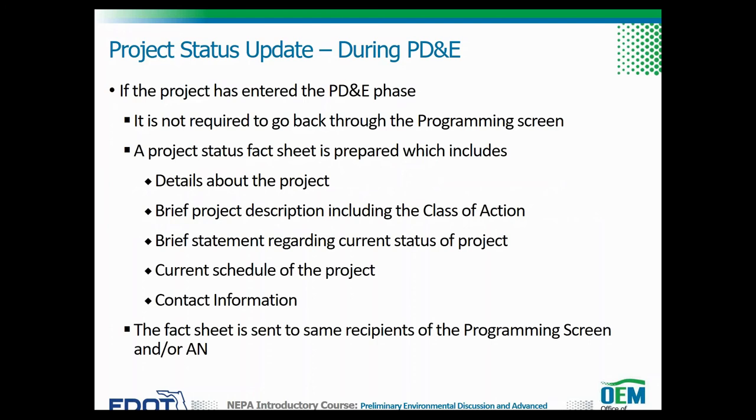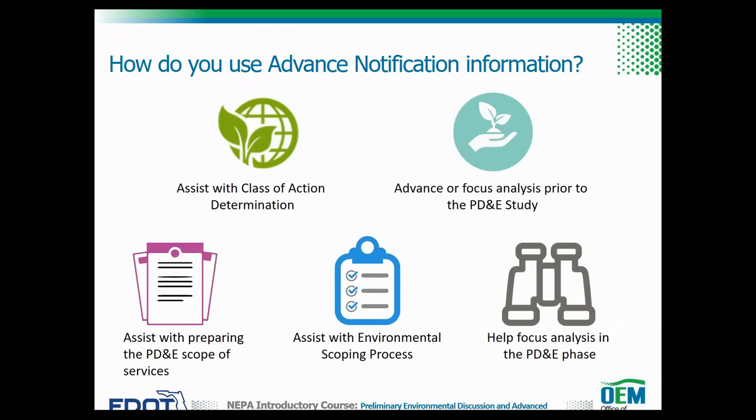If the project has entered the PD&E phase, instead of being reprocessed and sent back through the programming screen, this notification is in the form of a project status fact sheet. This fact sheet is prepared by the district and includes details about the project, a brief project description including the class of action, if available, a brief statement regarding the current status of the project, the current schedule of the project, and contact information. The status fact sheet is sent to the same recipients of the programming screen notification and/or AN.